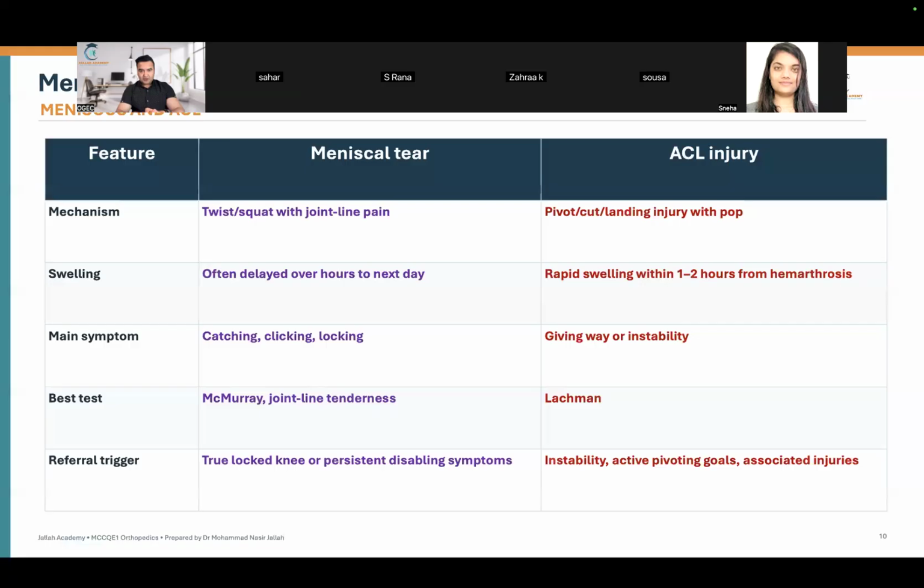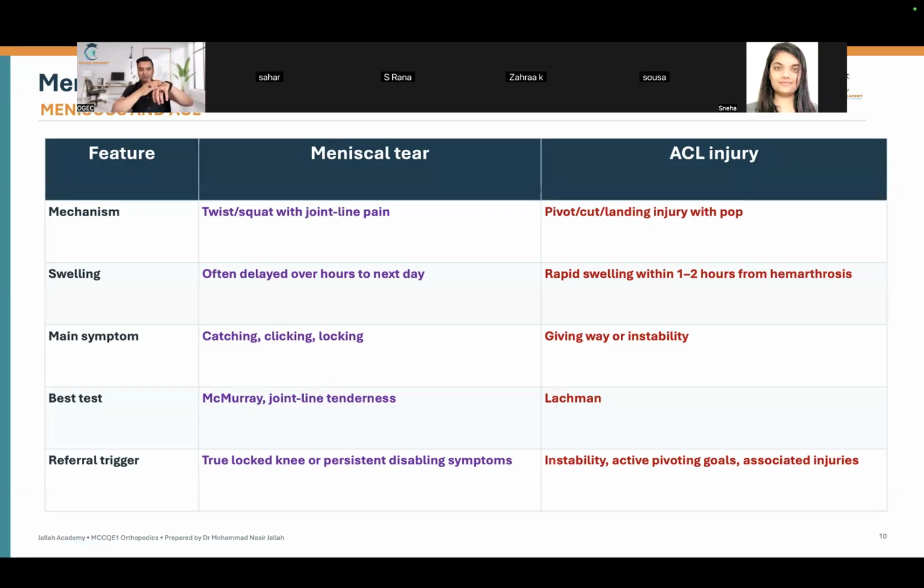When you get hurt in the same way, but you hear a pop, that pop that you hear is the rupture of the anterior cruciate ligament. Another characteristic thing is that the patient develops swelling, and it happens very rapidly. Within 1 to 2 hours, the patient will have a swollen knee for the anterior cruciate ligament. So you hear a pop, then a swelling.